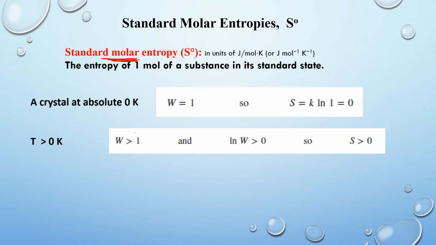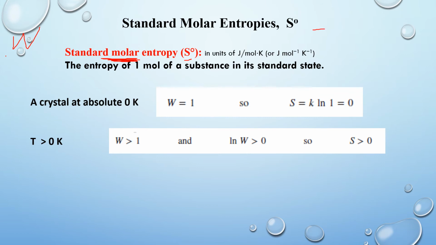Because this freedom is related to the number of microstates. The more molecules, the more possible combinations. So to standardize it, we use the standard molar entropy. We have S with this little circle on the superscript, which we call naught. So S naught is the standard molar entropy.